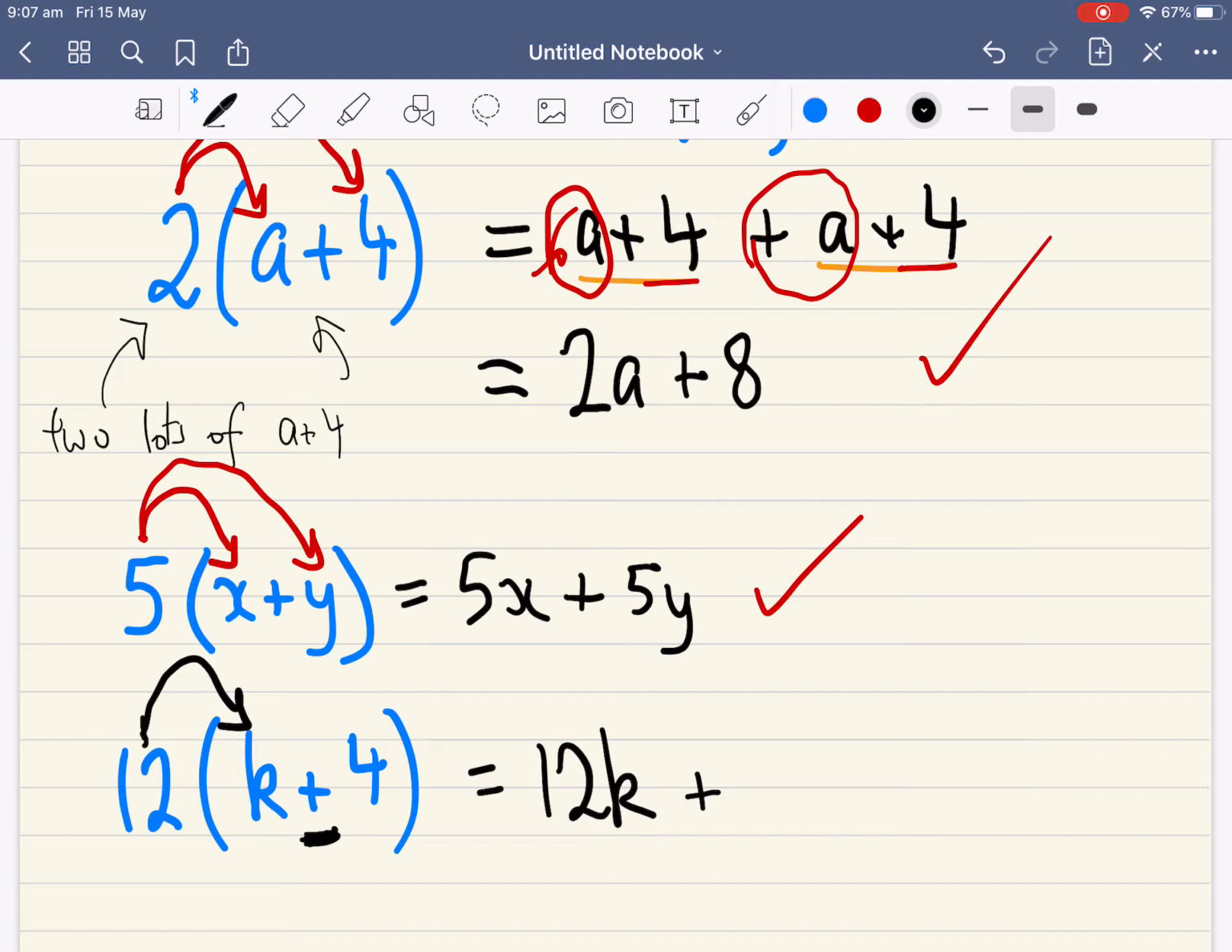We have 12 lots of 4. So this is like a primary school question, right? 12 lots of 4. 12 fours are 48. So we had 12 lots of k, which is 12k, 12 lots of 4, which is 48. We had the plus in the middle, so I put the plus there, and that there is your final answer.